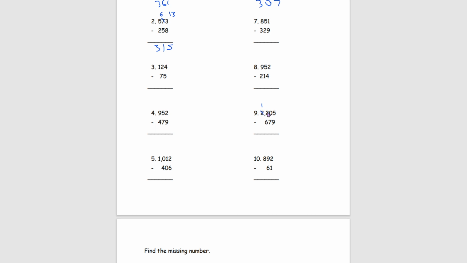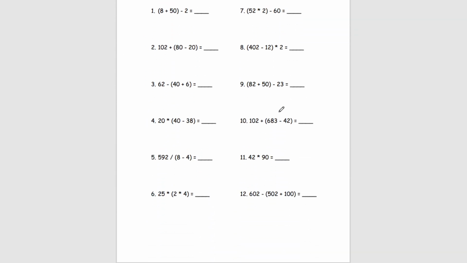This 2 becomes a 1, and this 2 becomes 12. But since we need to borrow 1 from it again, this becomes an 11. This 0 becomes a 10. But since we need to borrow from it again, this becomes a 9. And so this 5 becomes a 15. And we can finally subtract. 15 minus 9 gets us 6. 9 minus 7 gets us 2. 11 minus 6 is 5. And 1 minus 0 is 1. So our answer for number 9 is 1,526.